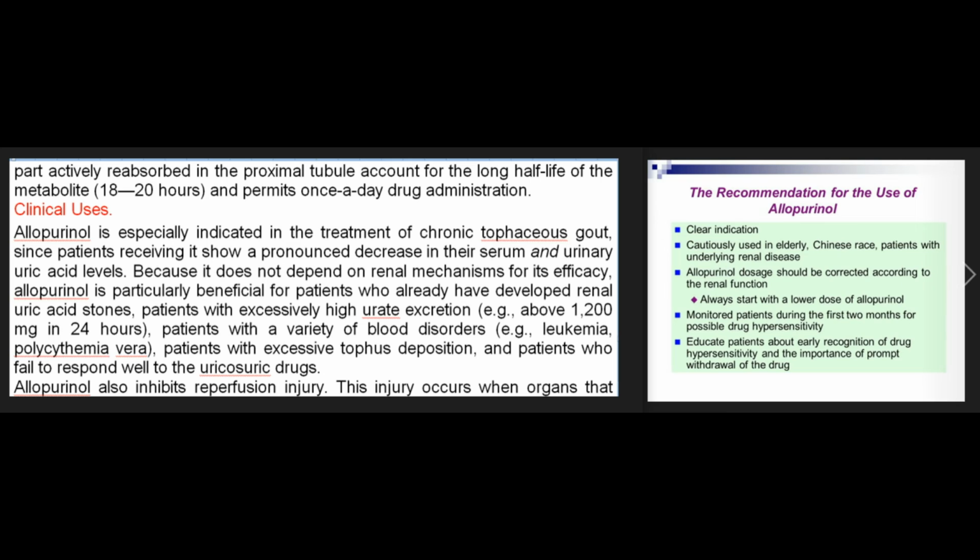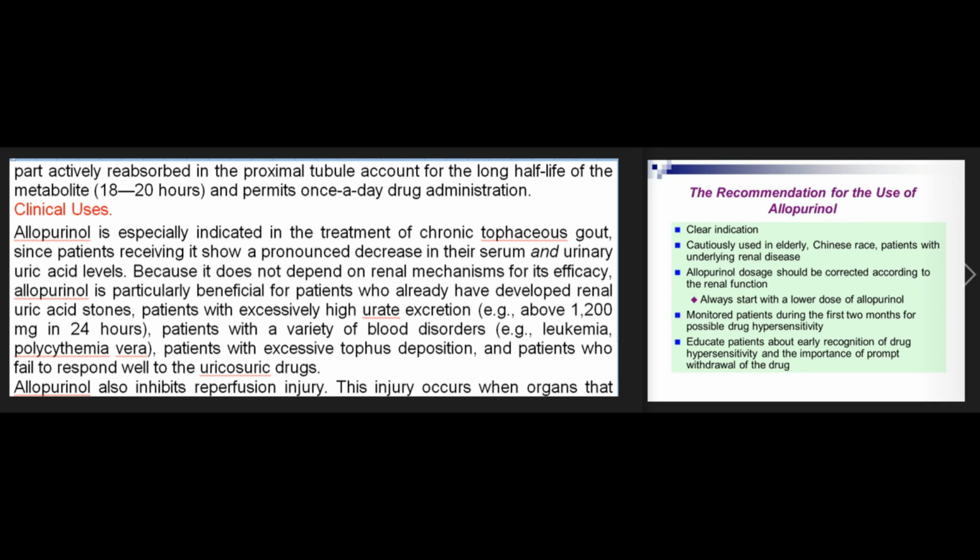Clinical uses. Allopurinol is especially indicated in the treatment of chronic tophaceous gout, since patients receiving it show a pronounced decrease in their serum and urinary uric acid levels. Because it does not depend on renal mechanisms for its efficacy, allopurinol is particularly beneficial for patients who already have developed renal uric acid stones, patients with excessively high urate excretion, for example above 1,200 mg in 24 hours, patients with a variety of blood disorders, for example leukemia, polycythemia vera, patients with excessive tophus deposition, and patients who fail to respond well to the uricosuric drugs.